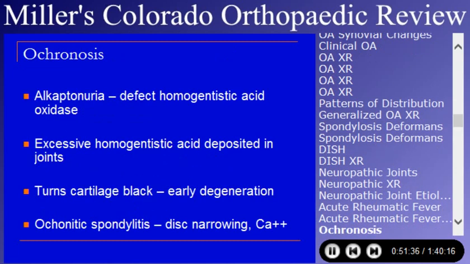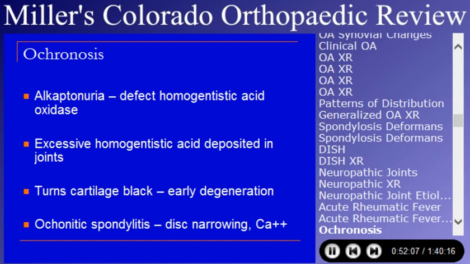Ochronosis seems to show up on in-training about every 4 years, also called alkaptonuria. It is a defect in homogentisic acid metabolism. Excessive homogentisic acid gets deposited in the joint. The cartilage turns black. It degenerates early, commonly associated with back pain and disc space narrowing.